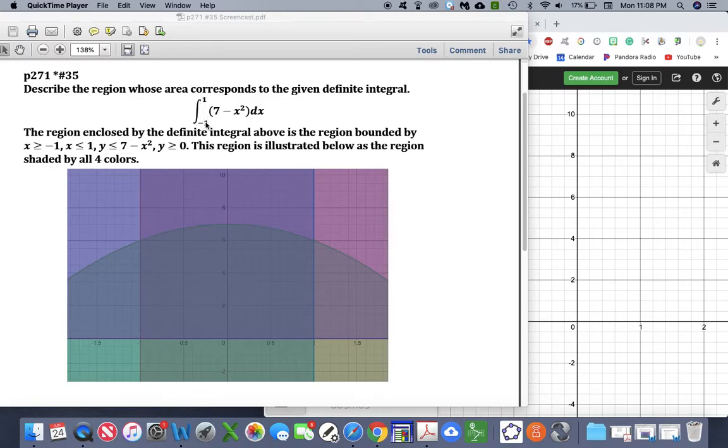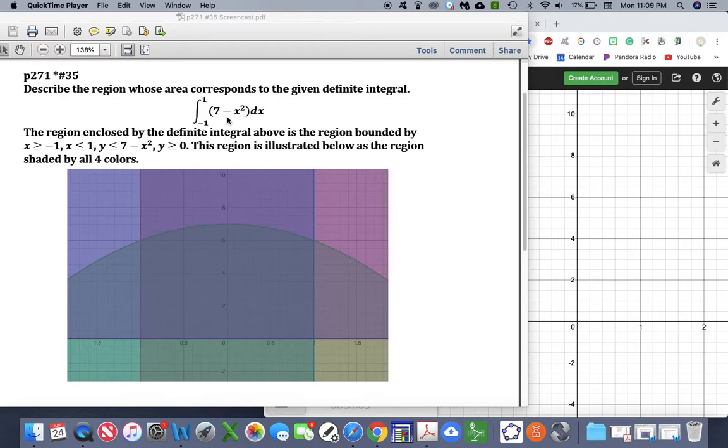And so I think of these upper and lower limits as the left-hand and right-hand boundary. So I went ahead and wrote those as inequalities. The lower bound, negative 1, is represented by the line x is greater than or equal to negative 1. And then the upper bound is x is less than or equal to 1.